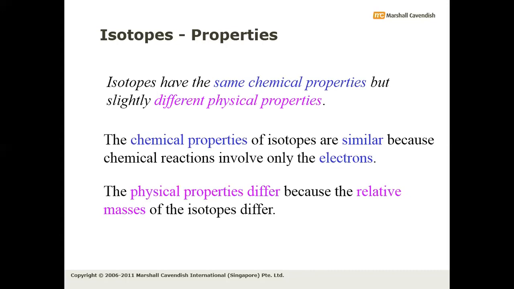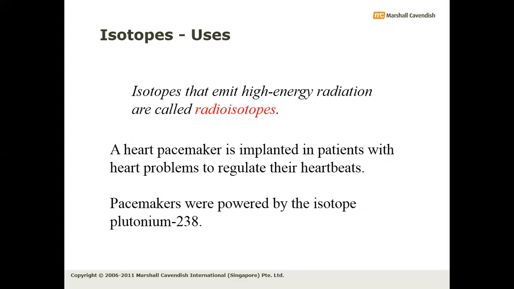We know that the properties of an element are contributed by the electrons in the valence shell, electronic structure, and number of protons. So it means that isotopes have the same chemical properties because they have the same electronic arrangement, the same number of protons and electrons, but their physical properties differ, such as their densities, their melting points, their boiling points. These differ because density is dependent on the mass.